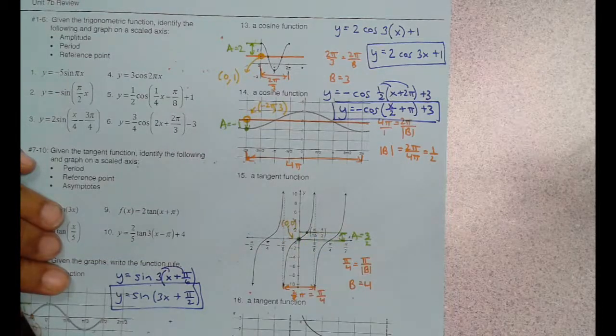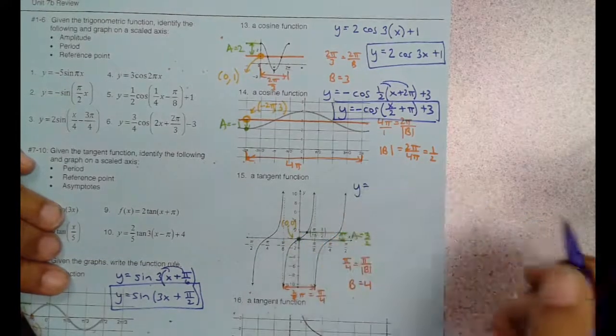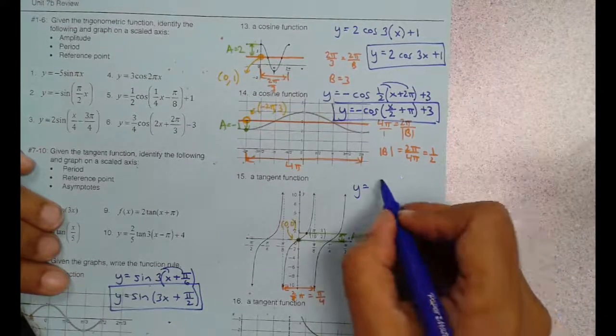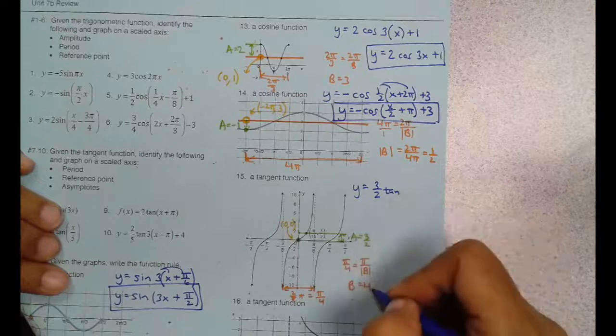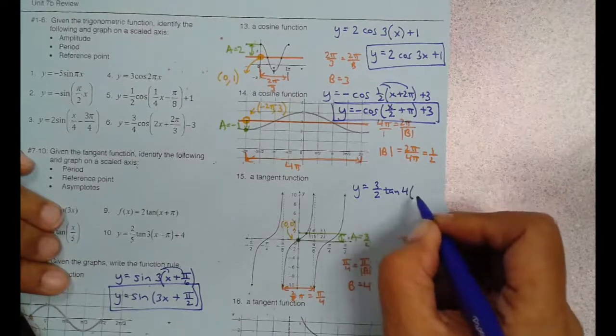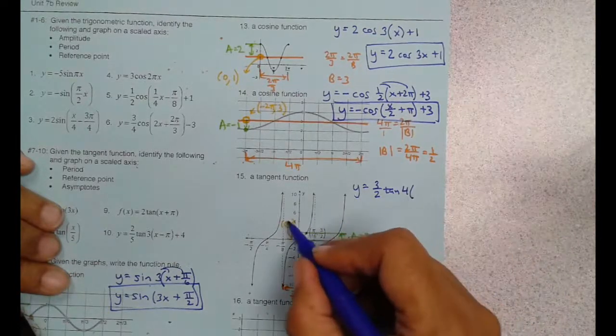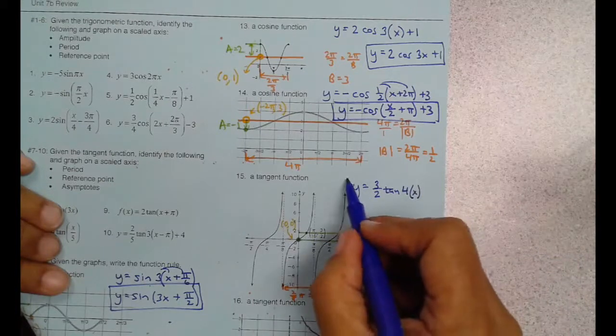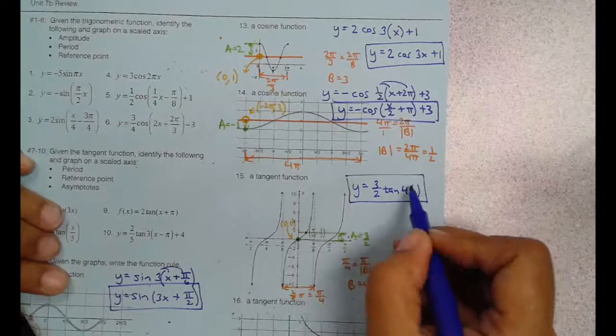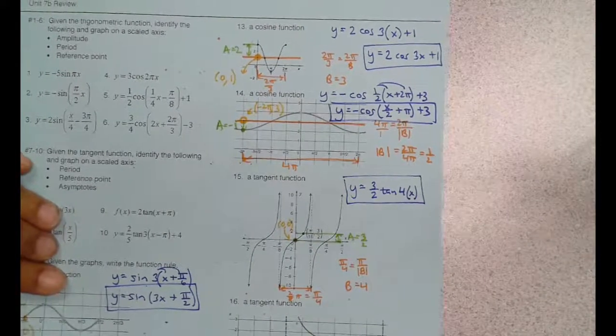All right, let's write our equation. Y equals a value, which happens to be 3/2, tangent, and then b value is 4, and then x minus h and k, that's 0, 0, so it's just 4x, and that's it. You don't even need parentheses, you could just write 4x.